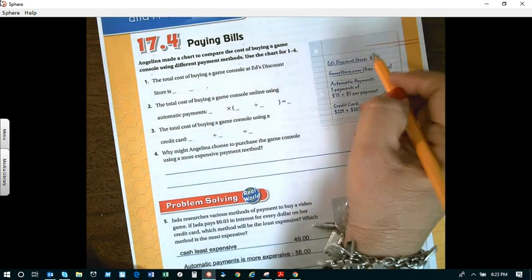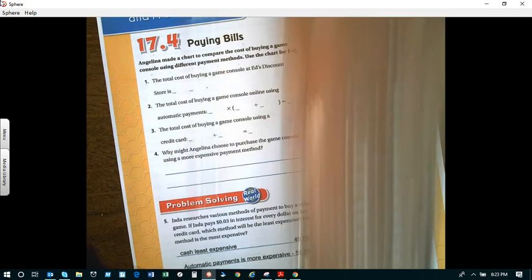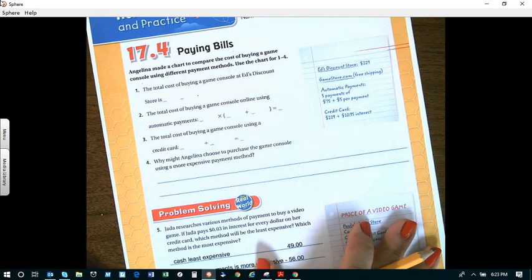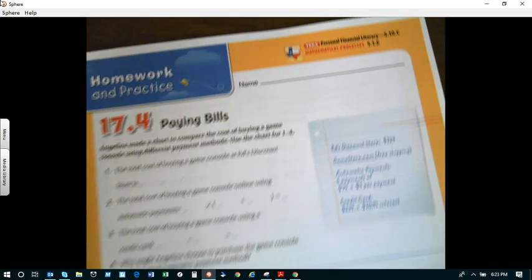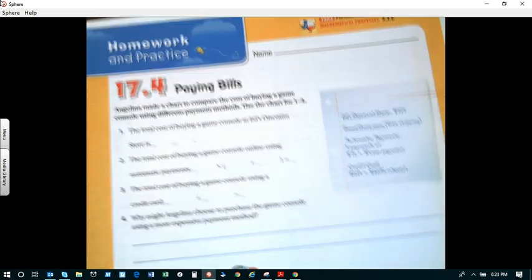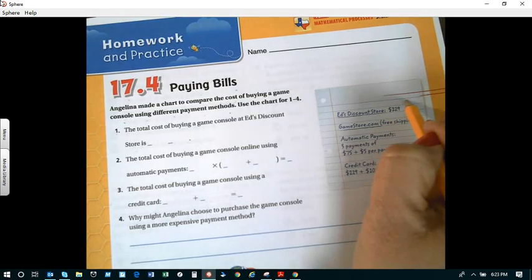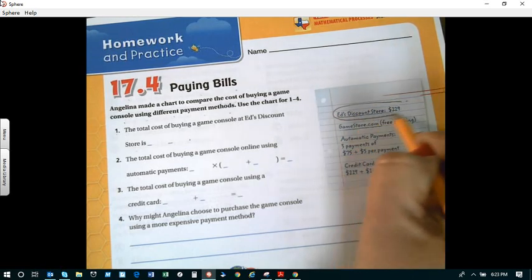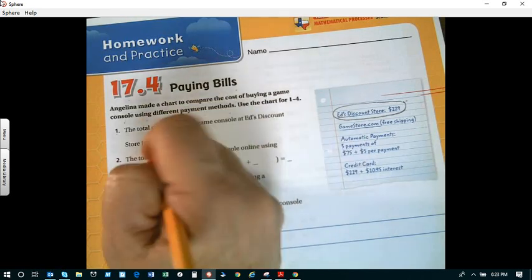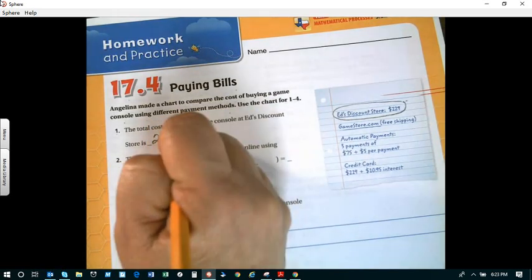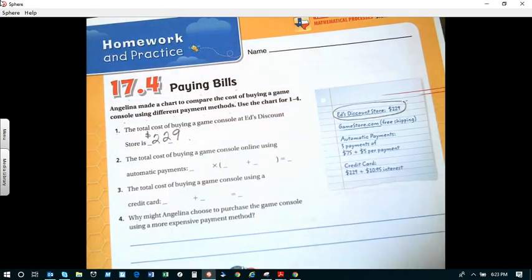So I'm coming over here. Let me enlarge this just a bit. It didn't quite take it, did it? Let me see if I can move this down a bit more. Okay, that'll work out. So over here it says Ed's discount store. So if he went in, or she went in, Angelina is going to pay $229. That's going to be in cash or checks that we were talking about.